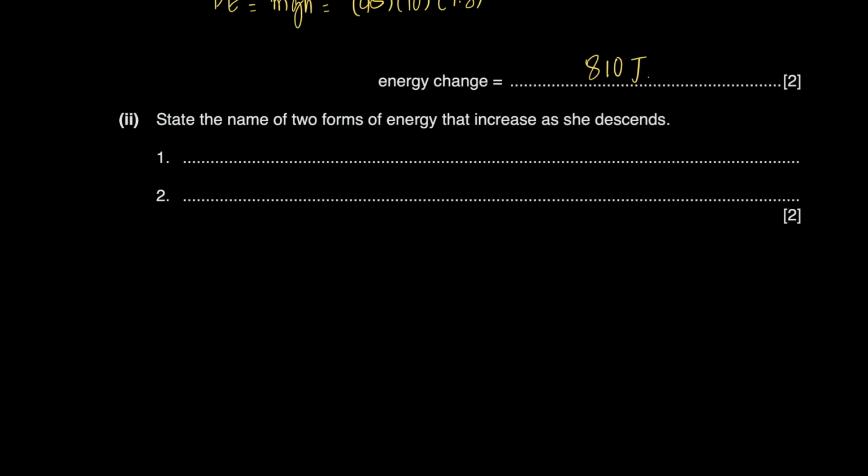It's asking us to state two main forms of energy that increase as she is falling. Well, for one thing, as she starts falling, her kinetic energy is going to increase. What else? I'm going to guess her losses will increase as well, or friction will increase, so friction will increase heat loss. So I'll just say something like frictional heat loss.